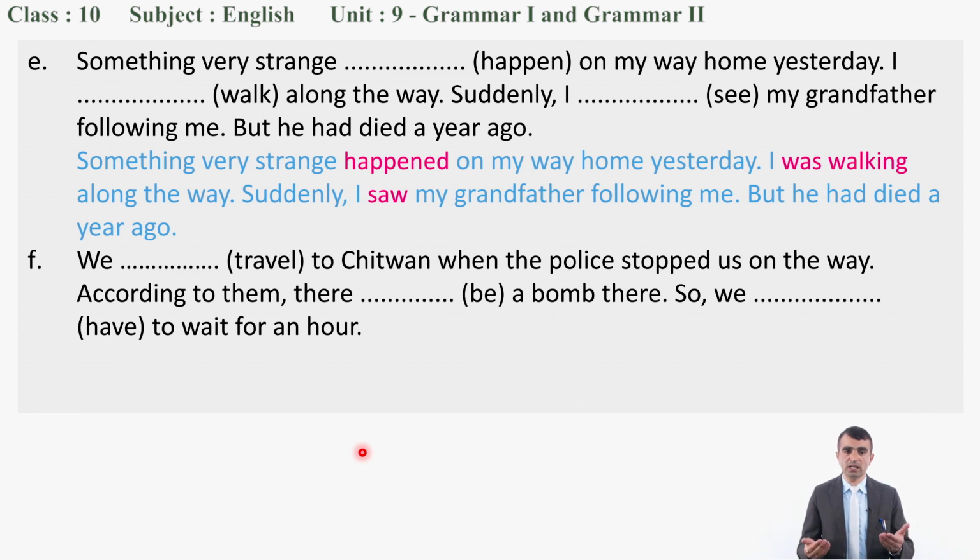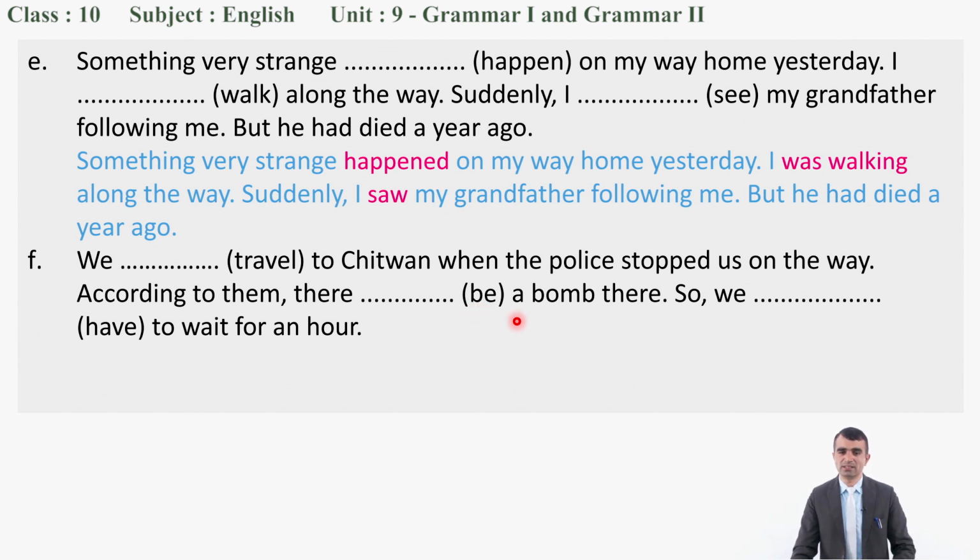I was walking along the way. Suddenly, now event. In that situation, what happened? I saw my grandfather following me, but he had died a year ago. Last one. We travel to Chitwan when the police stopped us on the way. Stopped us is event, and then what is it? Travel. Circumstance. So what do you write? We were traveling. Good.